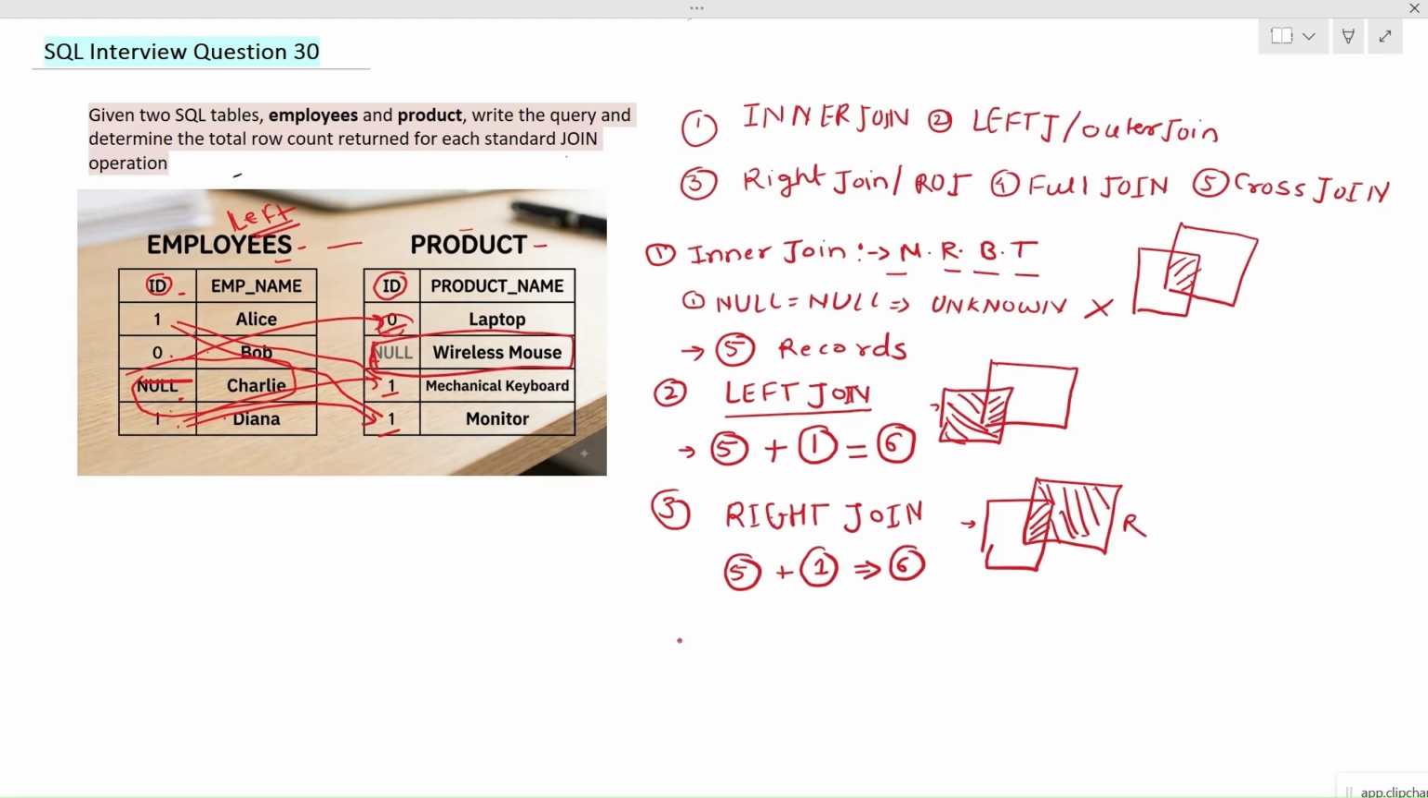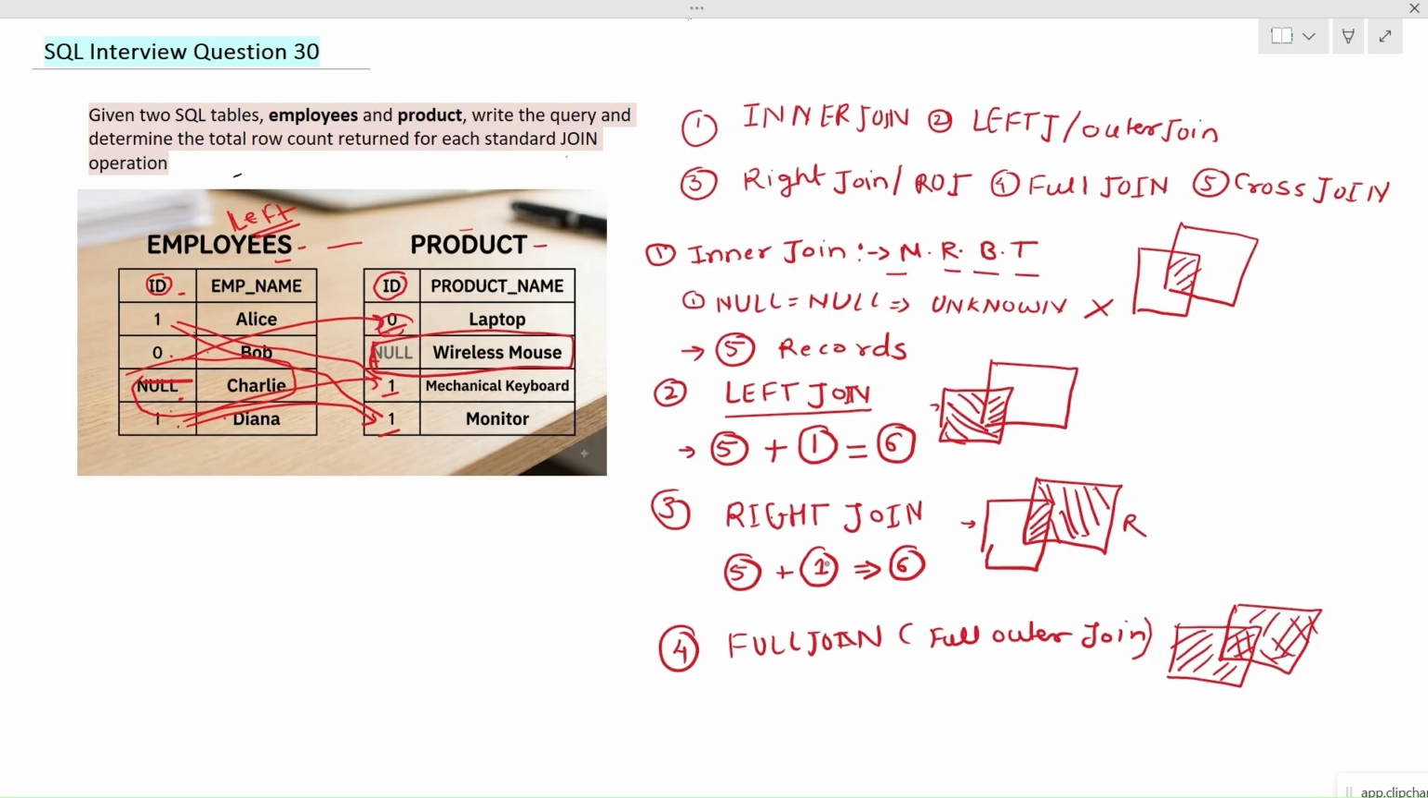Fourth, we have the full join. Full join is nothing but the same as the full outer join. So what are the full outer join conditions? The full outer join is nothing but matching rows from both tables and unmatched rows from both tables. This is the unmatched row, and also we will get this unmatched row from the right hand side table.